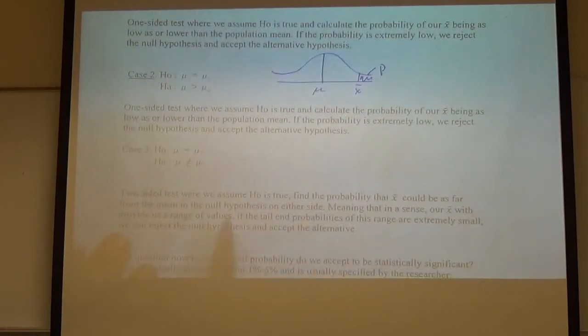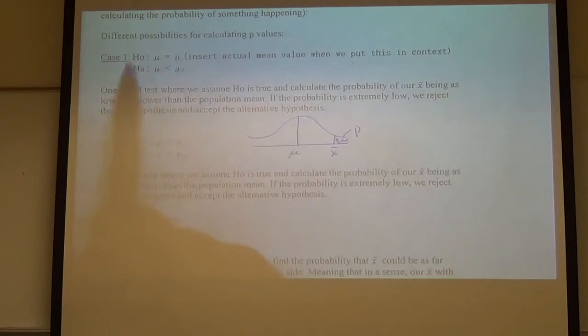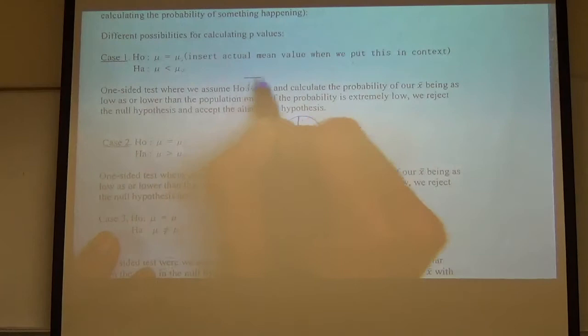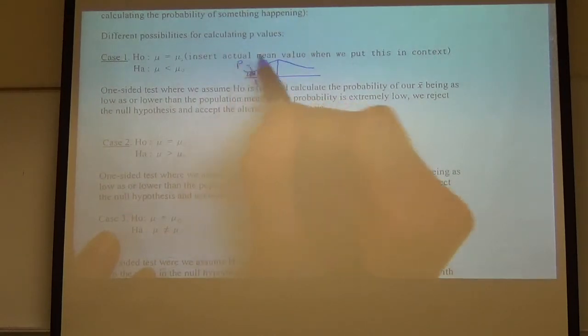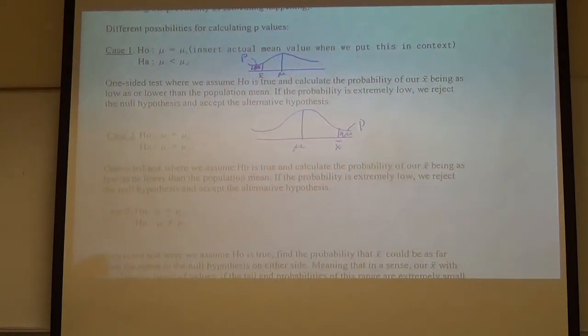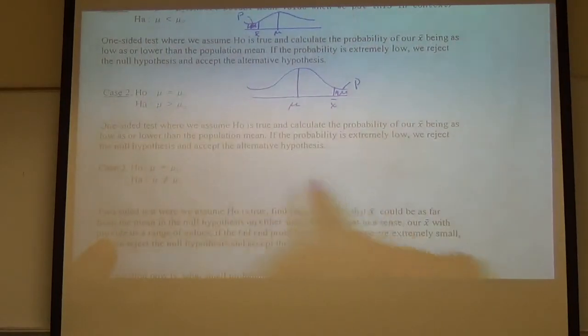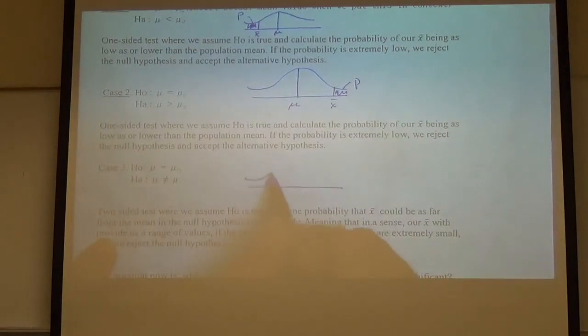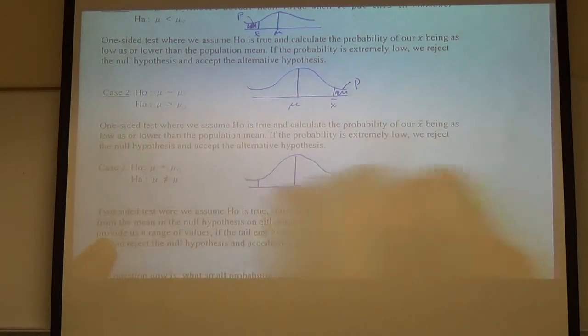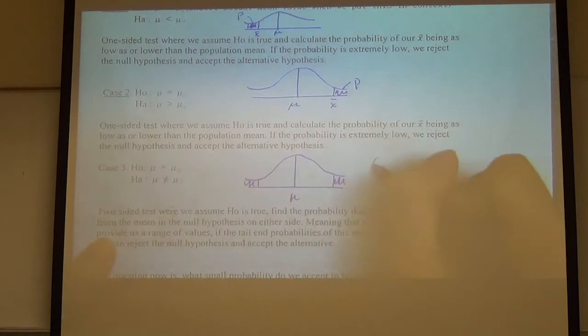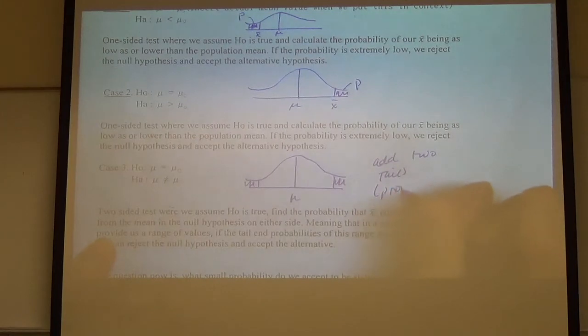Case one, we could have it less than. If it's less than, what we're really looking at is this little guy: x bar here, this is our mu, and this little guy is our p-value. It's really the same thing we did in the intuitive examples. If it's not equal to, since you don't know if it's less than or greater than, we look at both tails. So the p-value, if we have something that's not equal, is just these two tails added together. So add two tails.